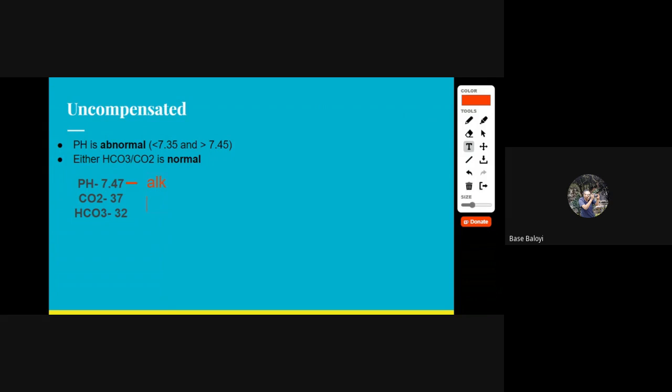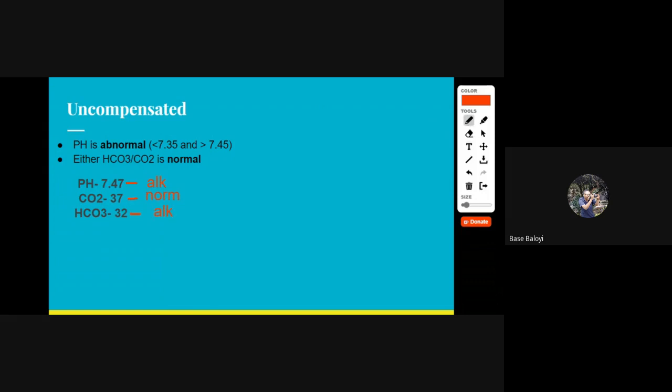And then we go to the next one, which is your carbon dioxide. We're given a carbon dioxide of 37. Remember that the normal carbon dioxide is between 35 to 45, therefore making the carbon dioxide what? It makes it normal. And then we go to the third one, which is your bicarb. Bicarb of 32. Remember that the normal value for bicarb is between 22 to 26. If it's greater than 26, it's alkalotic. Here we are given 32, which is what? Which is alkalotic.